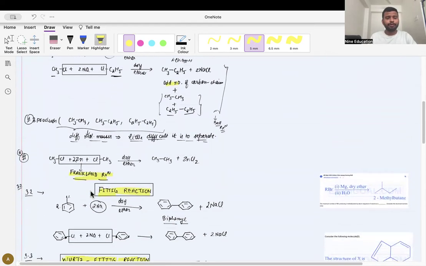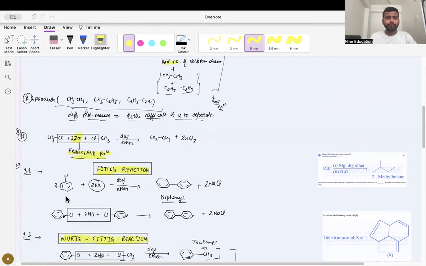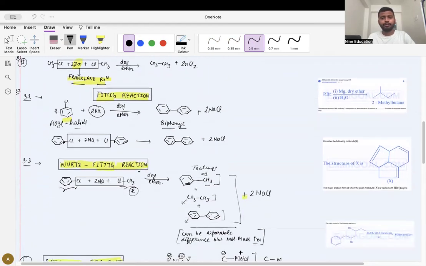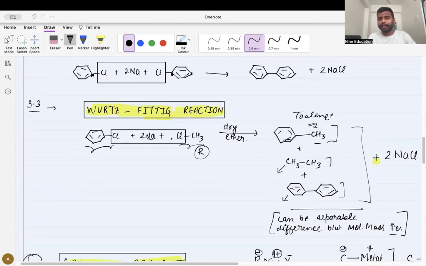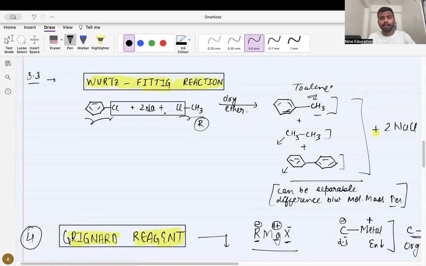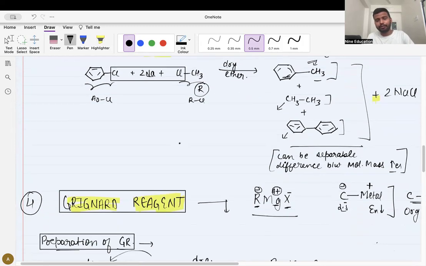Similarly, if you are using zinc in the reaction, that is Frankland reaction. If you are doing the reaction with aryl halides with sodium in dry ether, that is known as Fittig reaction. If you are doing it with aryl and alkyl both, aryl halide and alkyl halide both, that is known as Wurtz-Fittig reaction.